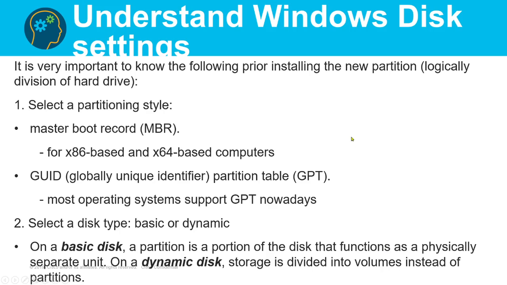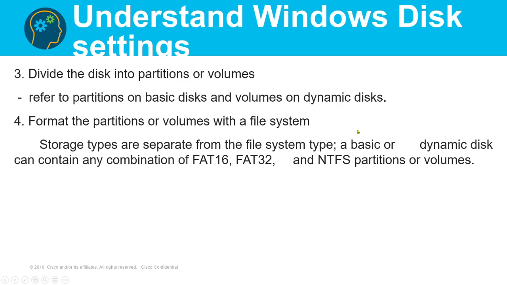Into volumes. Let's say 100 GB is for this, 200 GB for this, 300 GB for application, 200 GB for operating system, 100 GB for data. Okay? It is in terms of volume. The dynamic disk is divided into volumes. Basic disk is divided into partitions, or physically separate units.